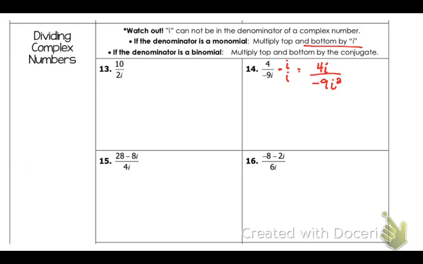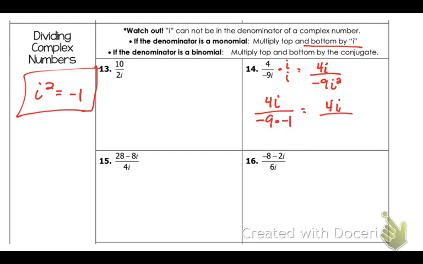But I hope we remember that the i squared is equal to negative 1. You have to remember this. So I'm actually going to be left with 4i over negative 9 times negative 1. That's 4i over 9. The 4 and the 9 cannot simplify. The i cannot simplify anymore because I don't have i squared, which means you are officially done. That would be your final answer.